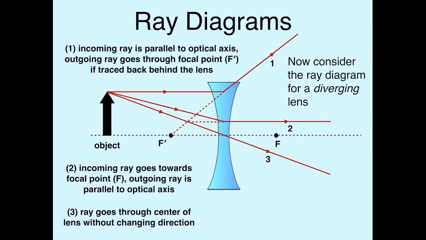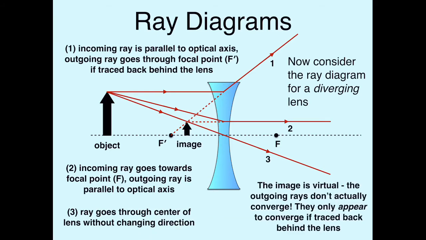And then finally, the third principal ray is just like before. It goes through the center of the lens without changing direction. So if we look at ray number 1, ray number 2, and ray number 3, these outgoing rays do not converge on the opposite side of the lens. Instead, if you trace those rays back behind the lens, you'll see they appear to converge back here. Now, this is a really important point. The actual outgoing rays, 1, 2, and 3, are not converging. They only appear to converge if you trace them back behind the lens.